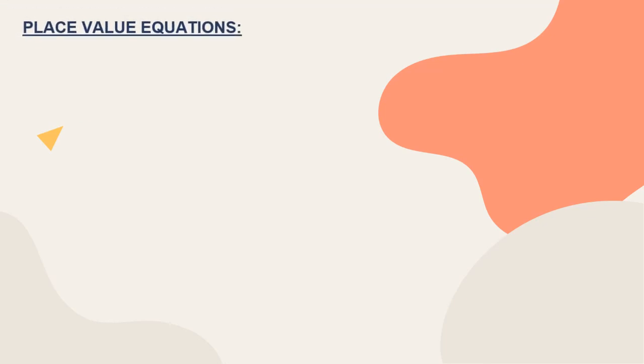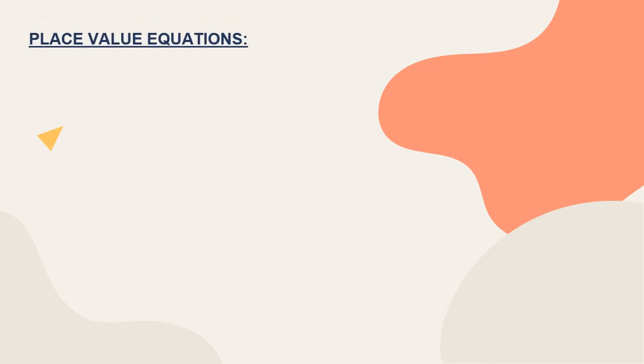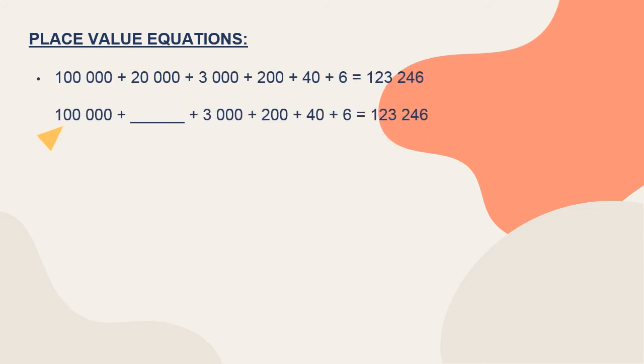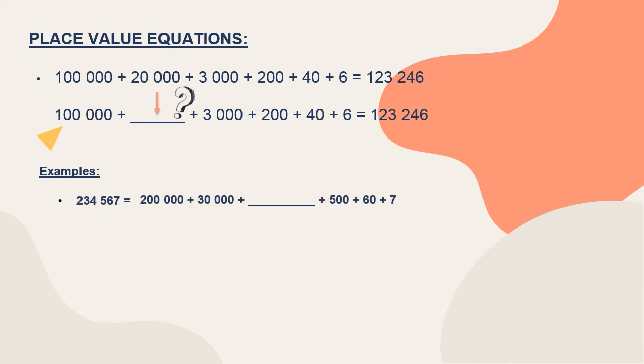Place value equations. Over here, addition equations will be given and we have to find out which number and place value from this equation is missing. Let's look at the solution by an example. Now the addition equation is given to us. The easy way to solve these kinds of questions is to cancel out whatever is present on both the sides of the equal to sign.